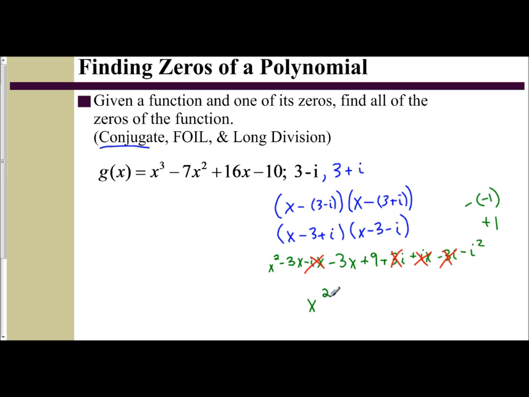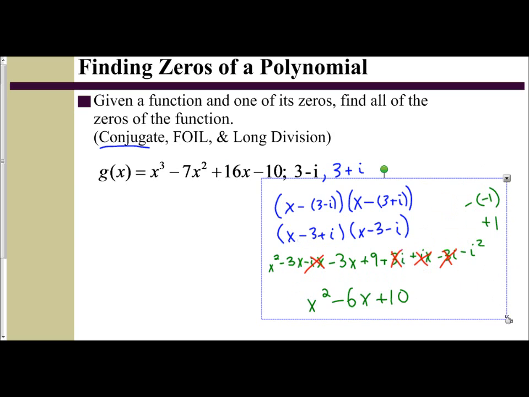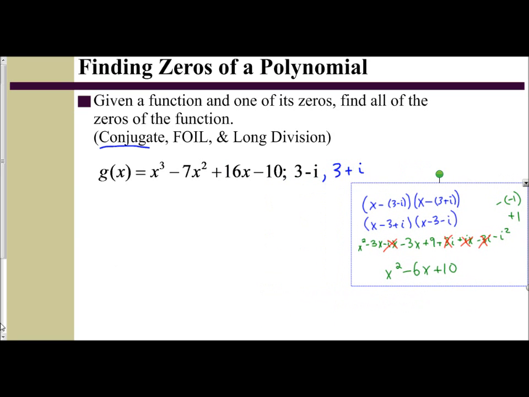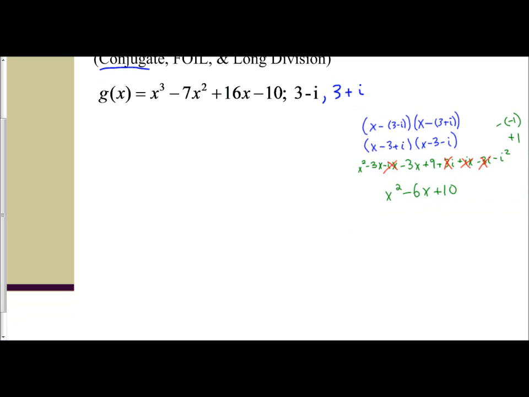So I have x squared minus 6x, and 9 plus 1 is plus 10. And so I'm going to do long division with that trinomial. So let's set up our long division. We have x cubed plus 7x squared plus 16x minus 10. No exponents are missing, so I'm just going to copy it down as is. X cubed minus 7x squared plus 16x minus 10. And we're dividing by x squared minus 6x plus 10.